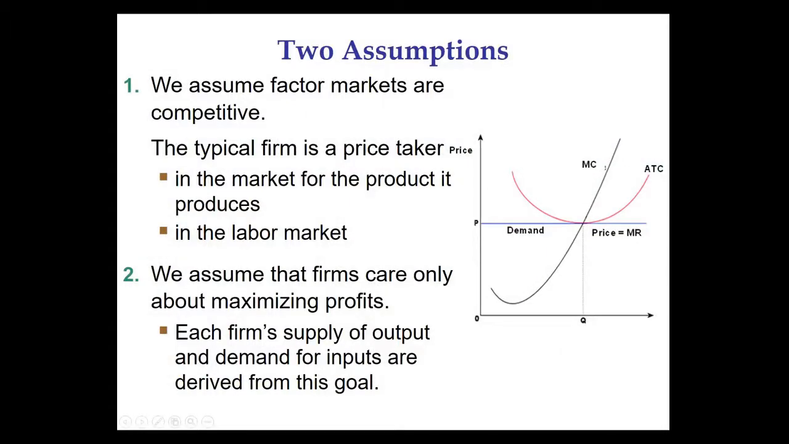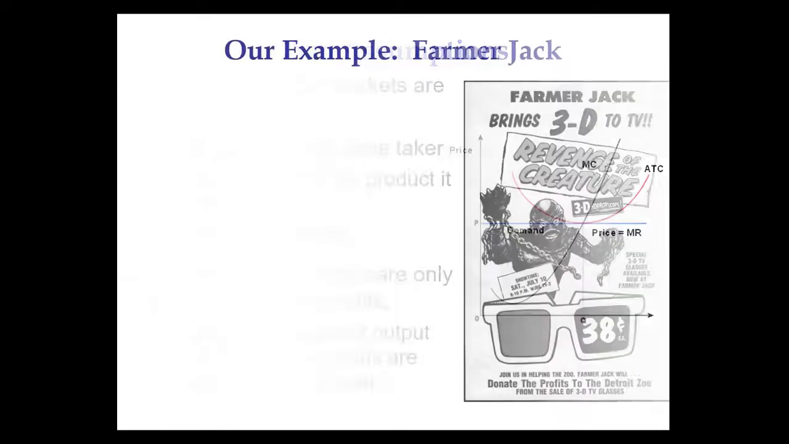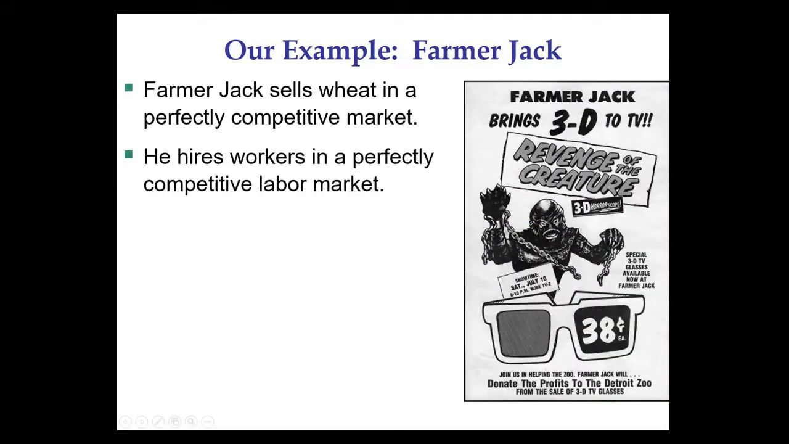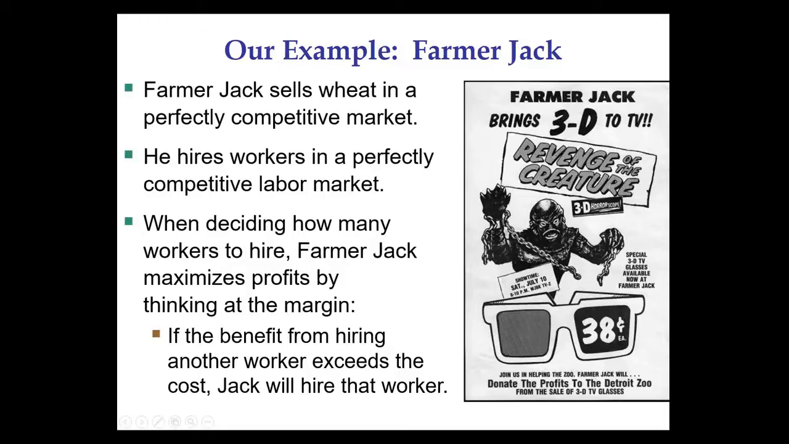Okay, so make a couple assumptions. These are pretty standard. Typical firm is a price taker in this market, so they're going to take whatever the going wage really is. That's what the workers can get paid. And we're going to assume that they care about maximizing profits, which means they're going to hire workers right up until the price of those workers equals the benefit of having them there. Okay, so here's our Farmer Jack competitive example, kind of same thing. Now the benefit from hiring another worker, if it exceeds the cost, then Jack's going to hire the worker. If it doesn't, he's not going to hire the worker.